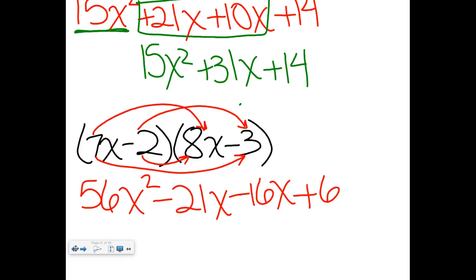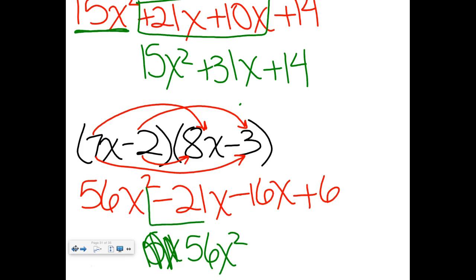Okay. Now, this right here, again, front number, front term, is just coming down. I'm just going to have 56x squared. There's no other like terms.